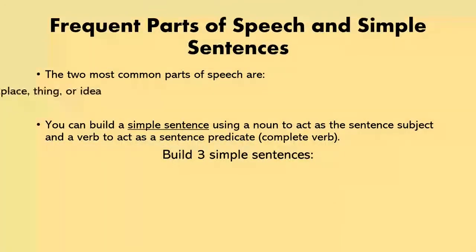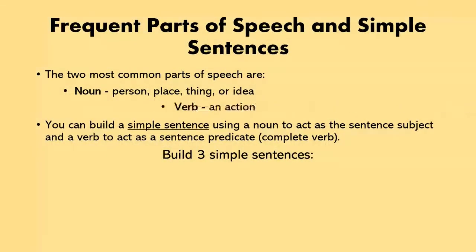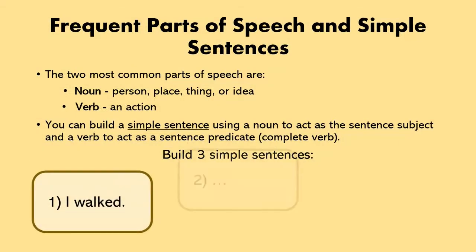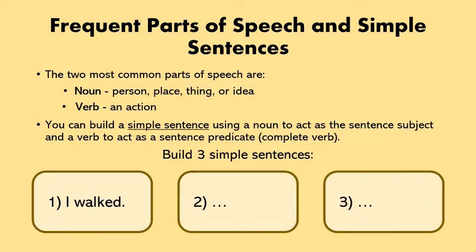First, we'll talk about frequent parts of speech and simple sentences. The two most common parts of speech are nouns and verbs. Nouns describe a person, an example is Taylor Swift, a place, such as New York, a thing, like a book, or an idea. An example of this can be love or justice. Verbs describe an action, such as running, eating, or walking, to name a few examples. These nouns and verbs can be used to build simple sentences. One example is I walked. Feel free to come up with your own examples.